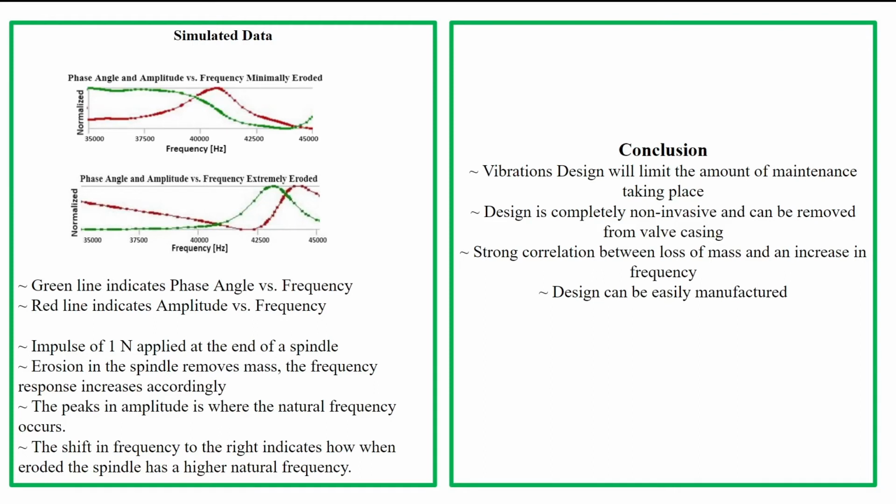To determine when the fracture will occur, it is simulated from past fractures that have happened and the diameter at which it was fractured. It is then simulated and the natural frequency is given. After simulating many test samples around the same erosion, the natural frequency for the fracture of the spindle can be determined. In conclusion, the vibration design will limit the amount of maintenance taking place overall.